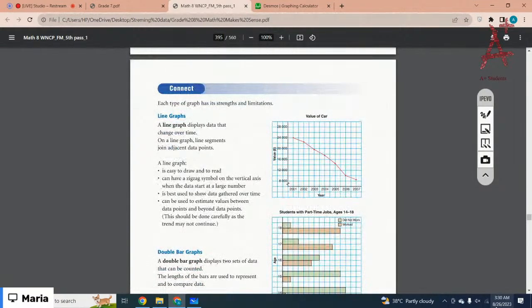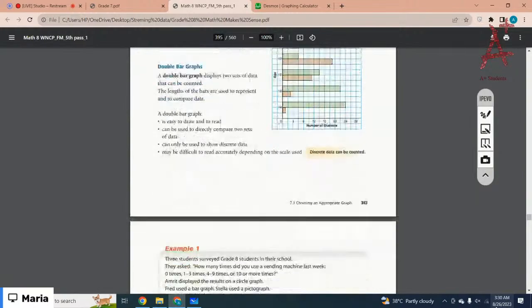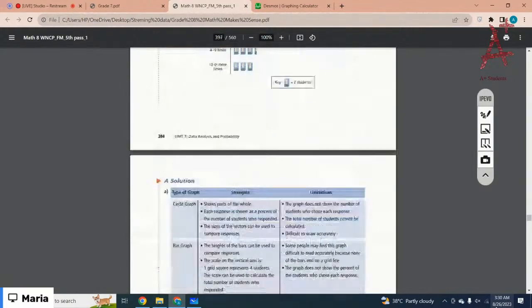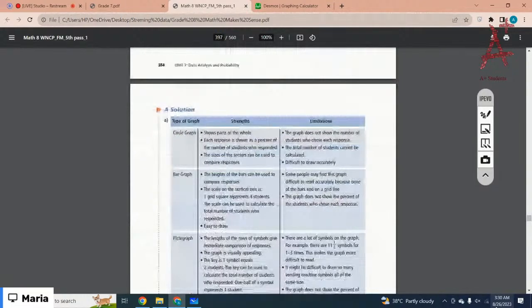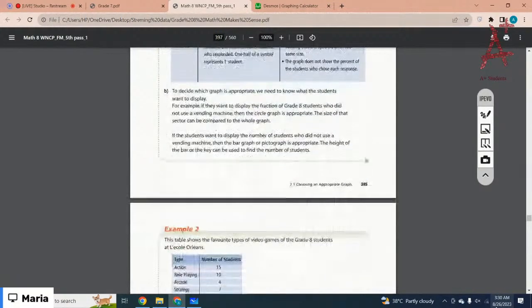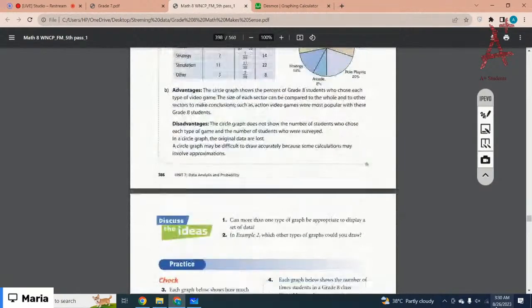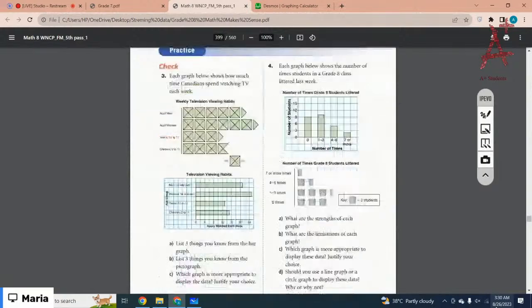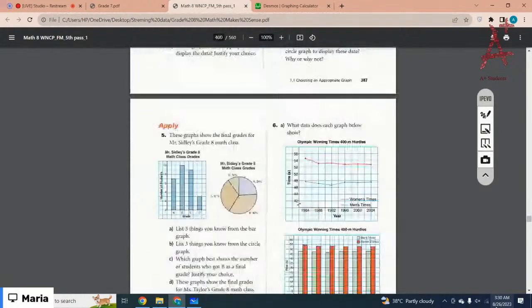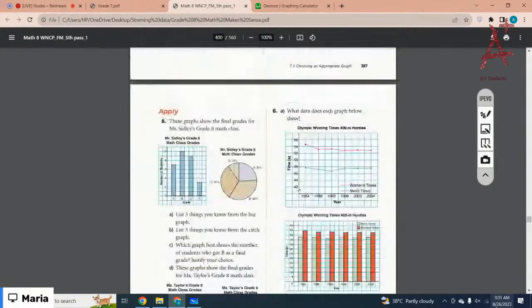So we have so many graphs: line graph, double bar graph, then you have circle graph. Here is the circle graph, bar graph, pictograph. You have so many graphs. You can use them in different situations, right? Which graph you use when, that is actually an important thing.